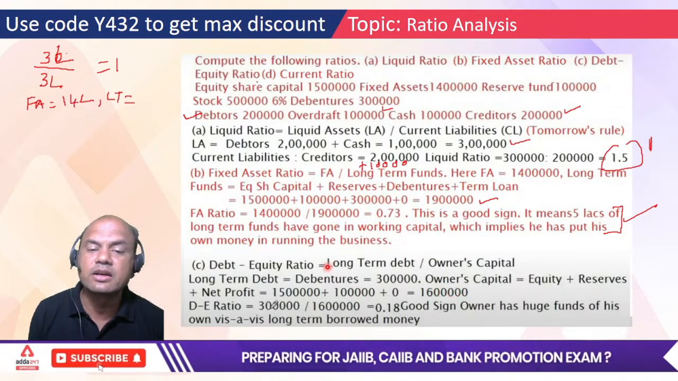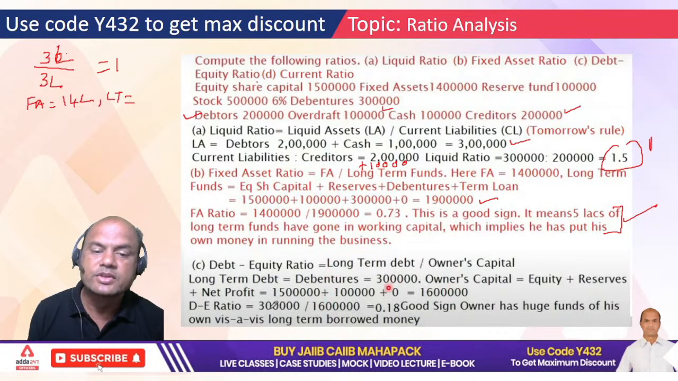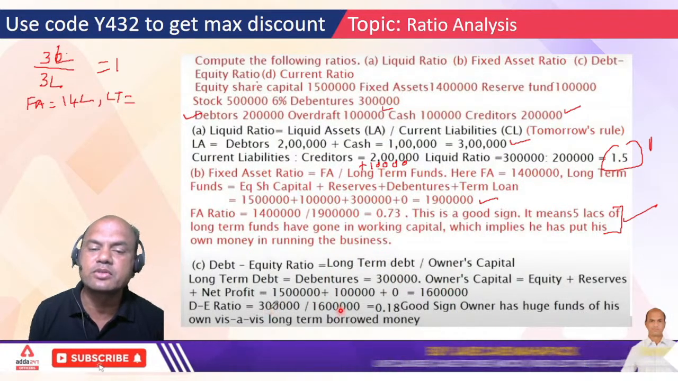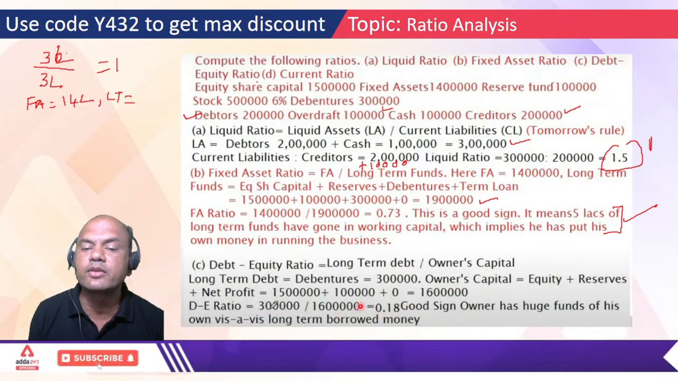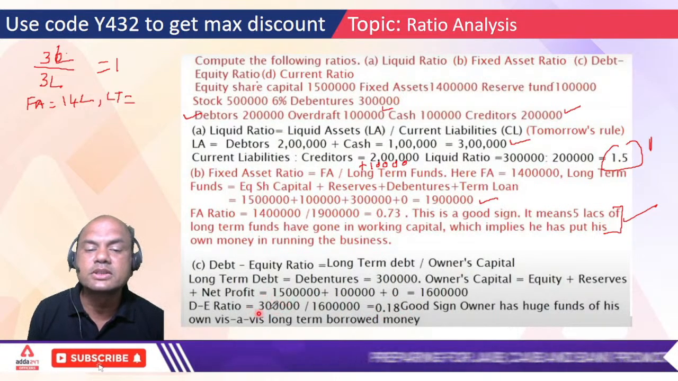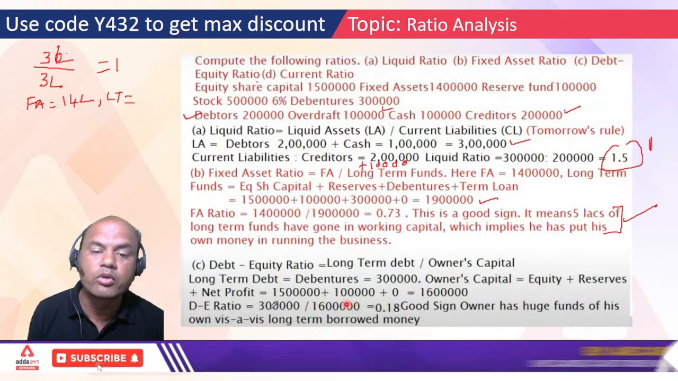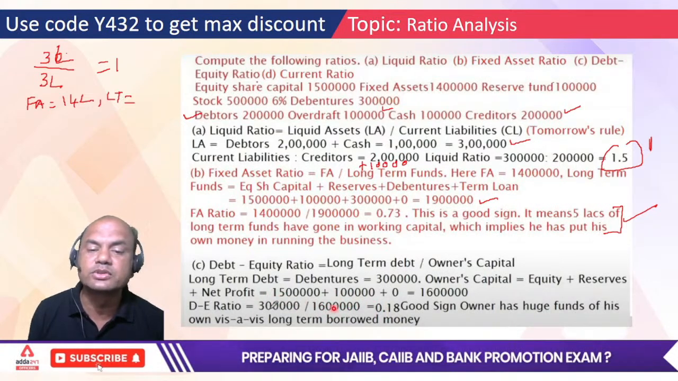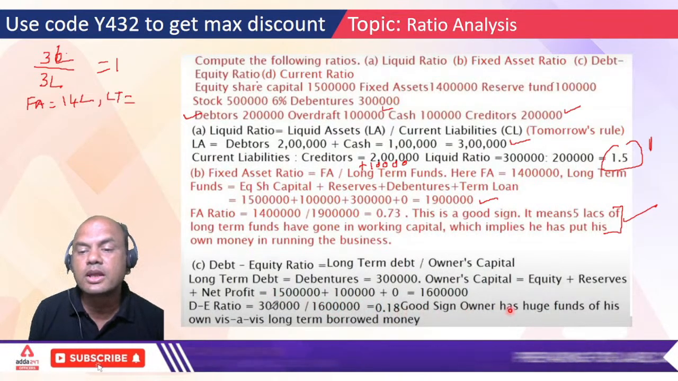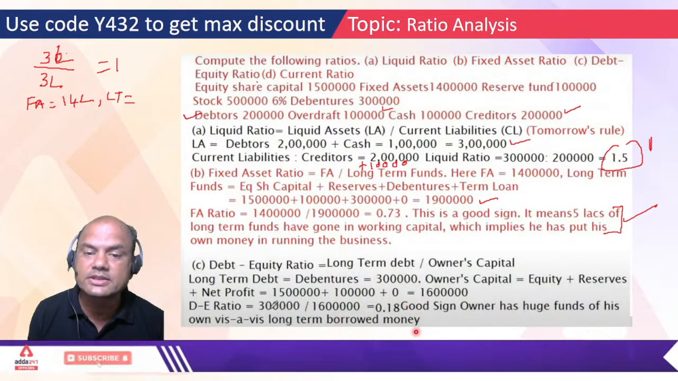So what is my outside loan now? 3 lakhs. What is my inside loan or my own fund? 16 lakhs. So 3 upon 16. Debt equity ratio is 3 upon 16, so it is 0.18. Is it good or bad? Outside loan is 3 lakhs and my own funds are 16 lakhs. It means I have huge funds of mine vis-a-vis my outside loan. So it's a good sign. Owner has huge funds of his own vis-a-vis the borrowed money, so he is very serious about the business.